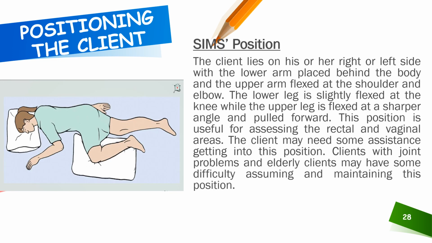The next position would be the Sims position. The client lies on his or her right or left side with the lower arm placed behind the body and the upper arm flexed at the shoulder and the elbow. The lower leg is slightly flexed at the knee while the upper leg is flexed at a sharper angle and pulled forward. This position is useful for assessing the rectal and vaginal areas. The client may need some assistance getting into this position. Clients with joint problems and elderly clients may have some difficulty assuming and maintaining this position.